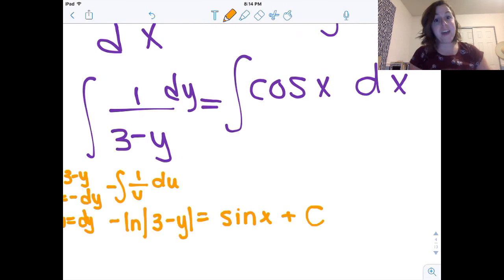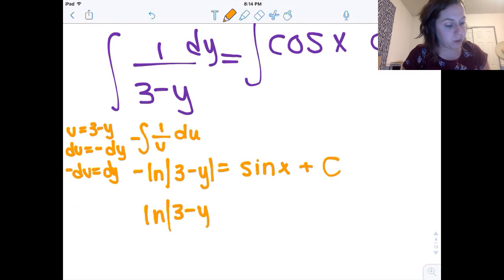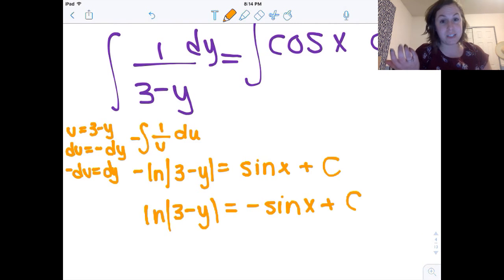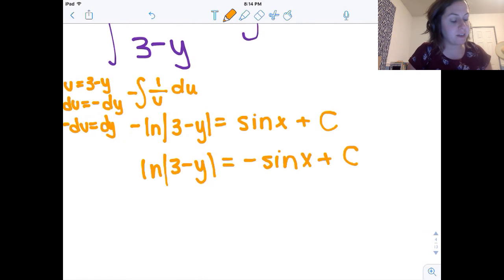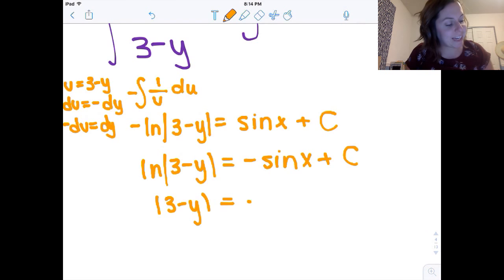So that's my general antiderivative. It's just not solved for y. So now I want to get y alone here. So I'm actually going to do something first. I'm going to get the ln alone. So I'm going to move that negative over to the other side. And you can make this minus c, but it's still a constant, so I'm going to leave it as plus c. So now you can do e as your base for both sides. So this would be absolute value of 3 minus y equals e to the negative sine x plus c.